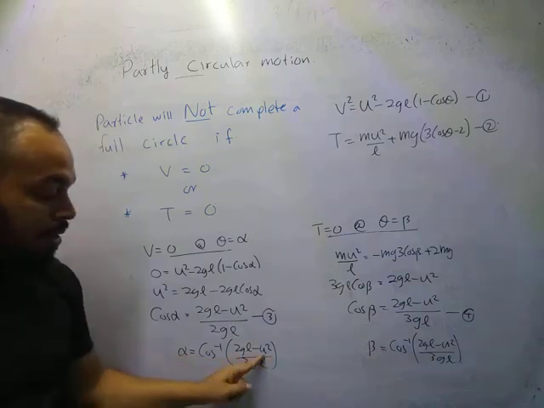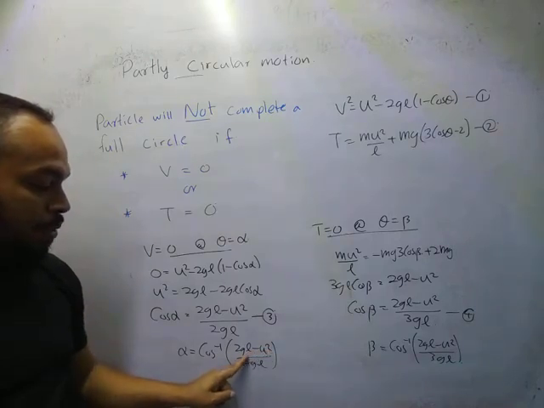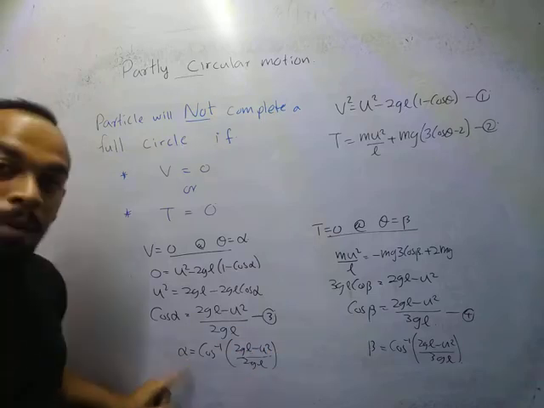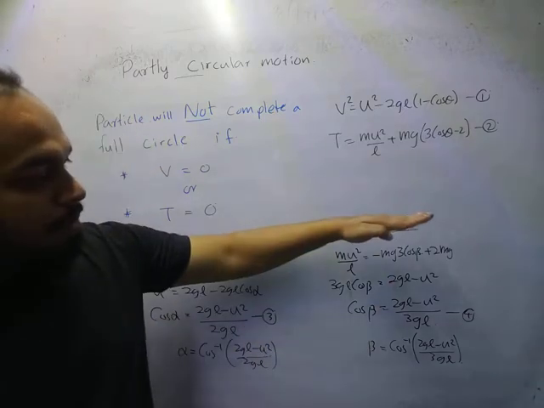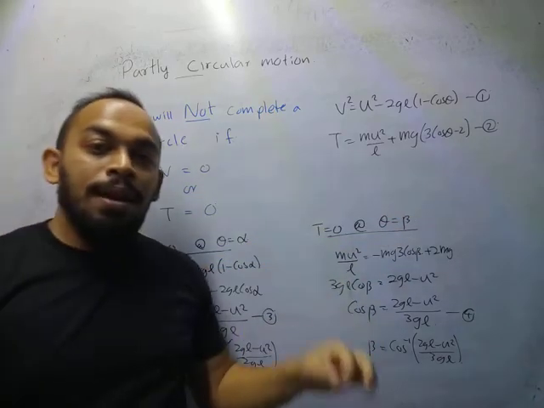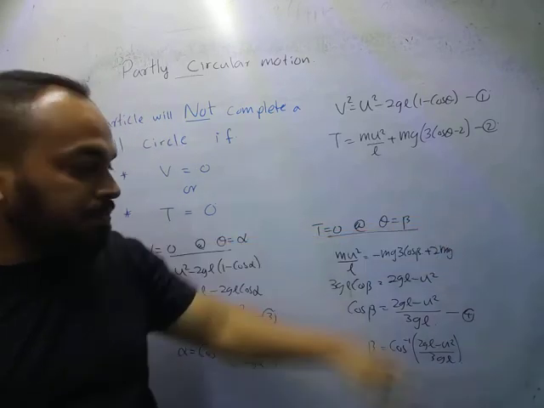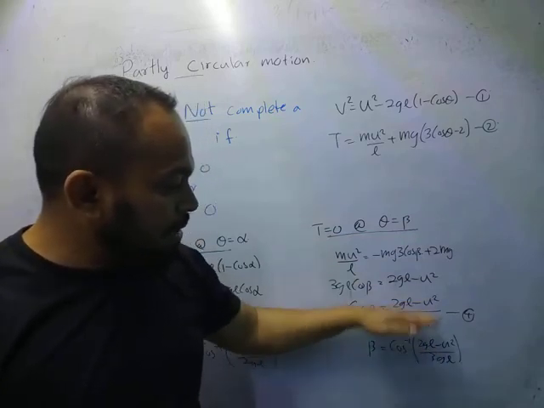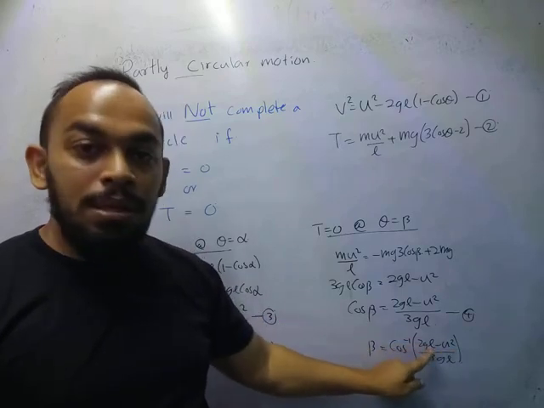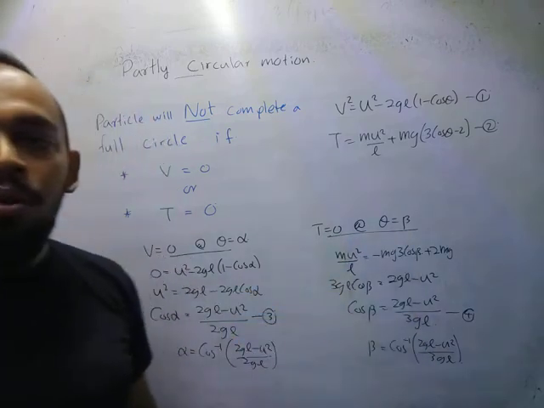This part is 0. Suppose u squared is equal to 2gl. Then what happens? u squared equal to 2gl means this part will be 0. This part 0 means alpha is pi by 2. So it's somewhere here. Moves like this and pi by 2. At this point, that means when u squared is equal to 2gl, this is where it's at. And the same thing happens to tension. Tension will also become 0. This part will be 0. Beta becomes pi by 2, which means at pi by 2 tension will also be 0.